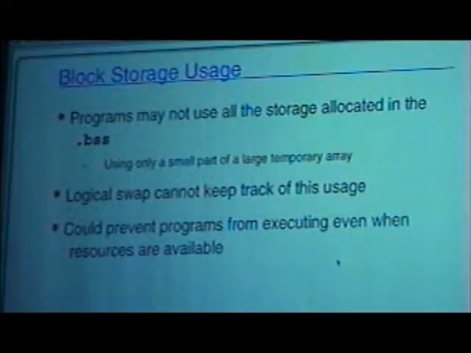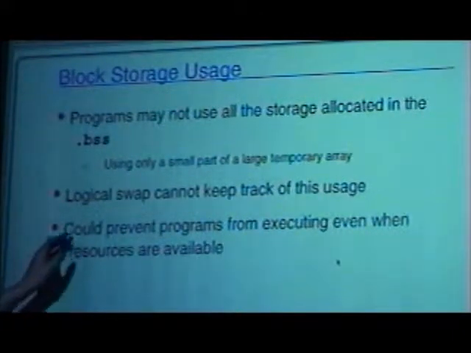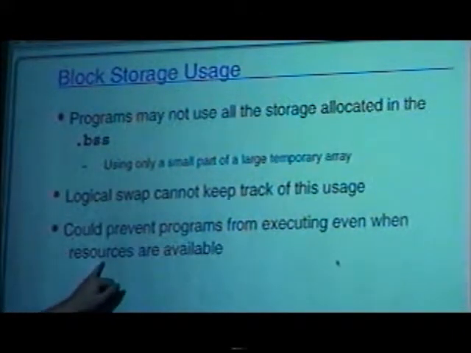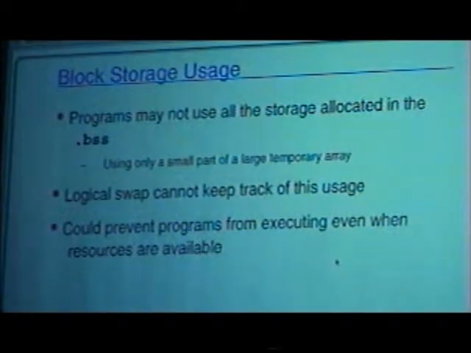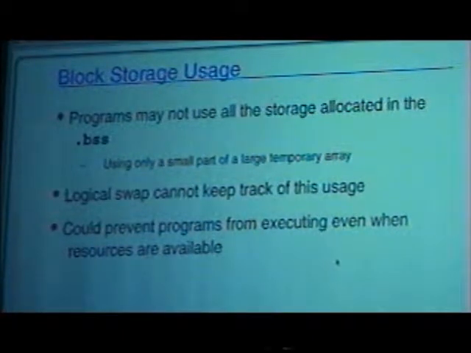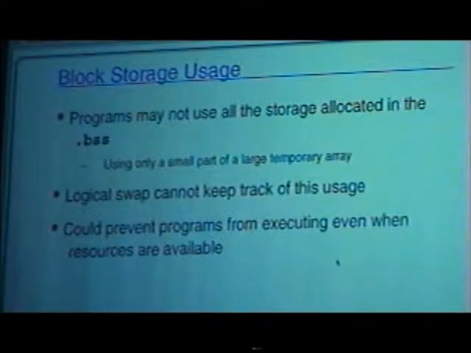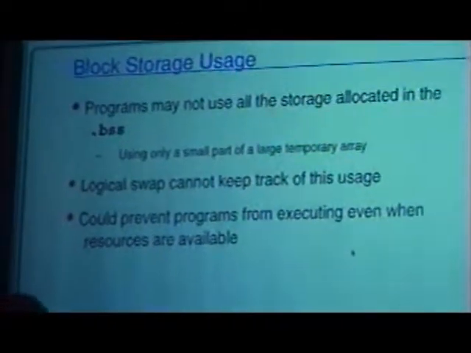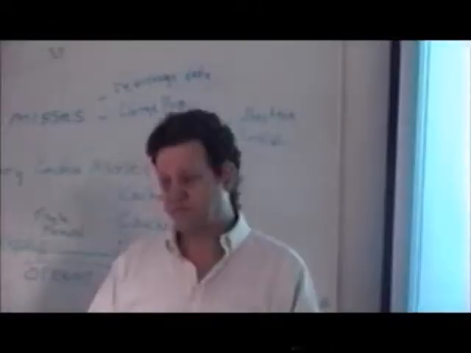And again, logical swap, this is where we had the problem. Logical swap can't keep track of the virtual versus the physical that the program actually needs. And it could prevent programs from executing even when resources are available. So that's the problem we had here. We're going to see that when I multi-thread code 2MP, that my memory reservations are starting to go up. I'm not really using the space, and my memory availability is going to go down, even though I'm not really using it. It's a reservation, not an allocation.